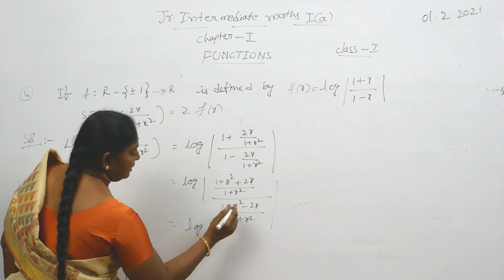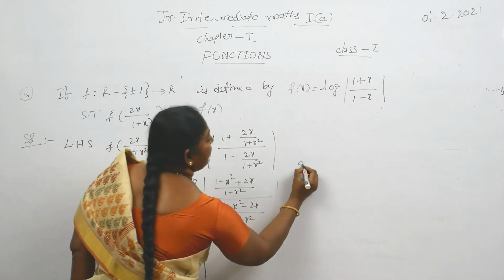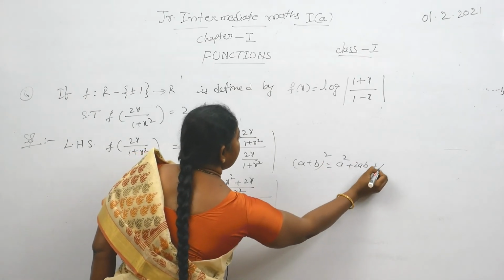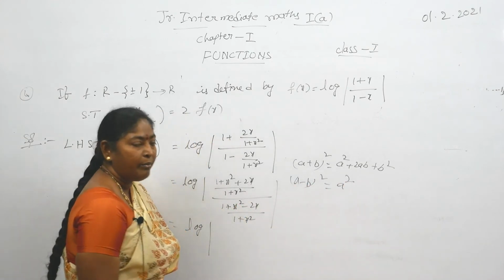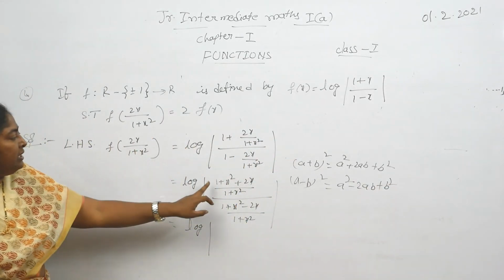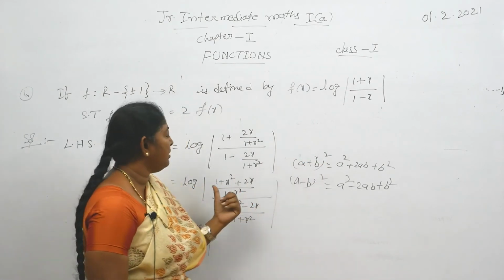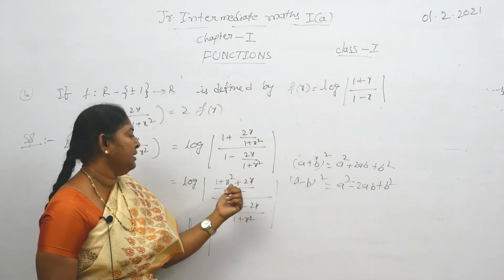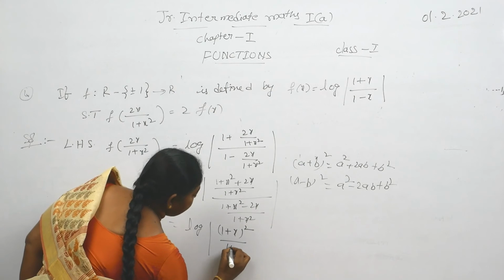Log of taking reciprocal. Here we know that (a plus b) whole square equals a square plus 2ab plus b square, and (a minus b) whole square equals a square minus 2ab plus b square. So here a equals 1 and b equals x. So 1 square equals 1 and b square equals x square, 2ab equals 2x. So we can write it as (1 plus x) whole square by 1 plus x square.